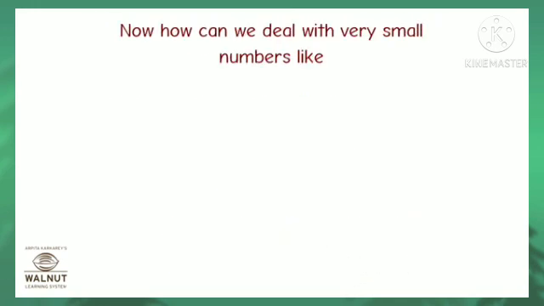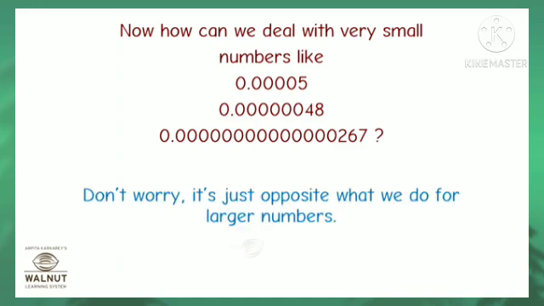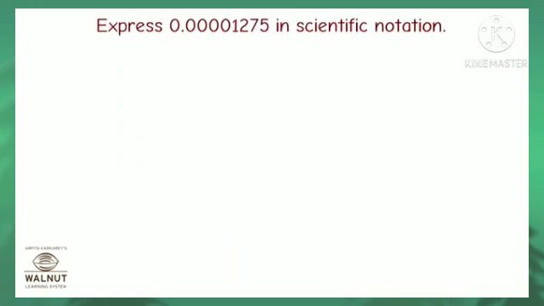Now, how can we deal with very small numbers like 0.00005, 0.0000048, 0.000000000000267? Don't worry, it's just opposite of what we do for large numbers.